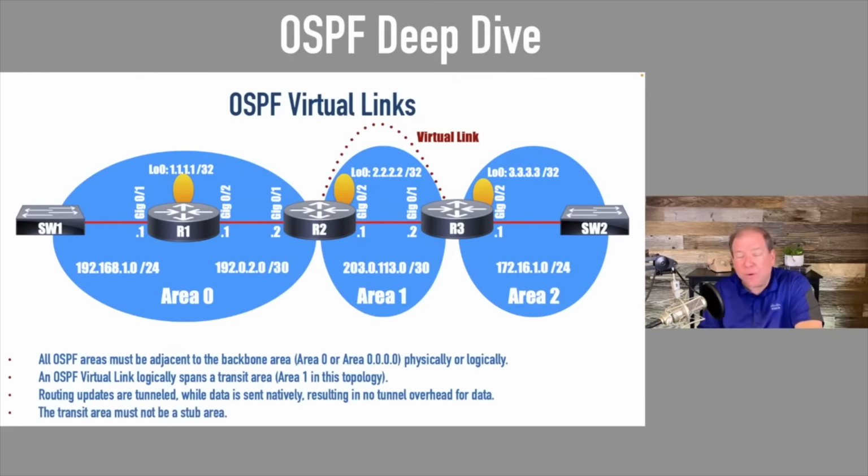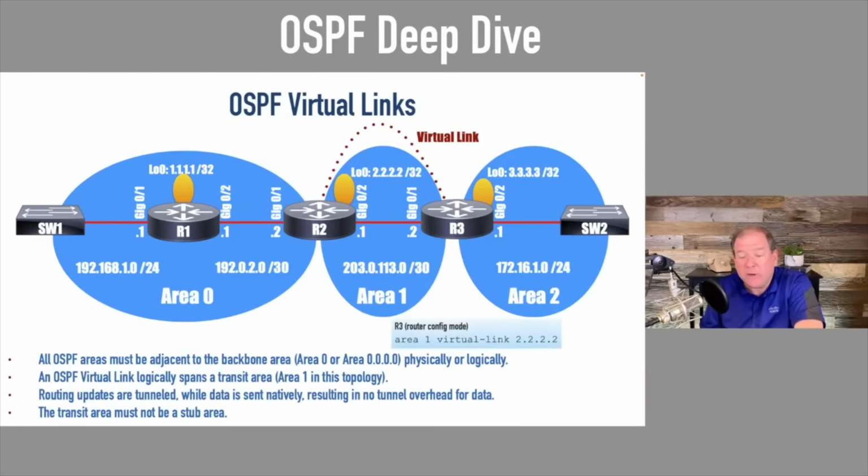But there is a requirement for the area that we're going through. Like if I'm going from area 2 over to area 0, I'm going through area 1. That's called a transit area. And there's a rule that says that transit area cannot be a stub area or any form of stub area that we've talked about.